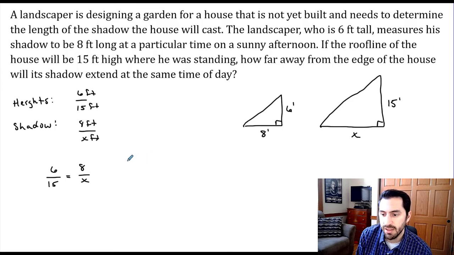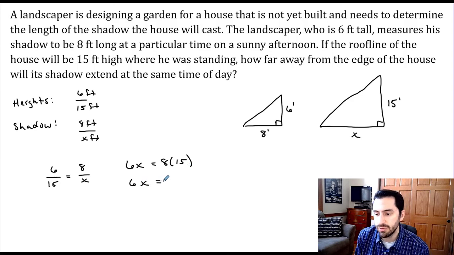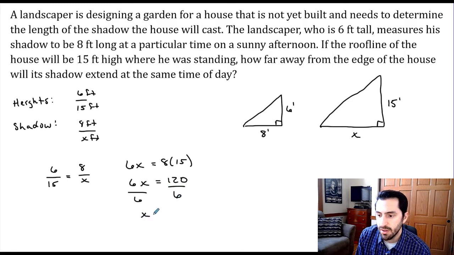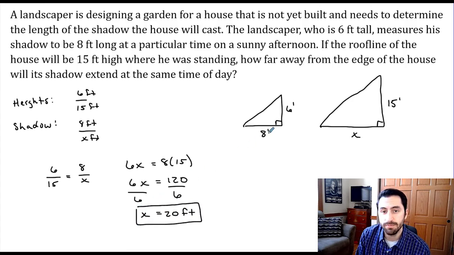And again, using our cross product, we can solve this. So multiplying on the diagonals, we have 6x. That's going to be equal to 8 times 15. So 6x is equal to 120. And the last step, dividing both sides by 6, we end up with 20 feet. So the house is going to cast a shadow that is 20 feet long.